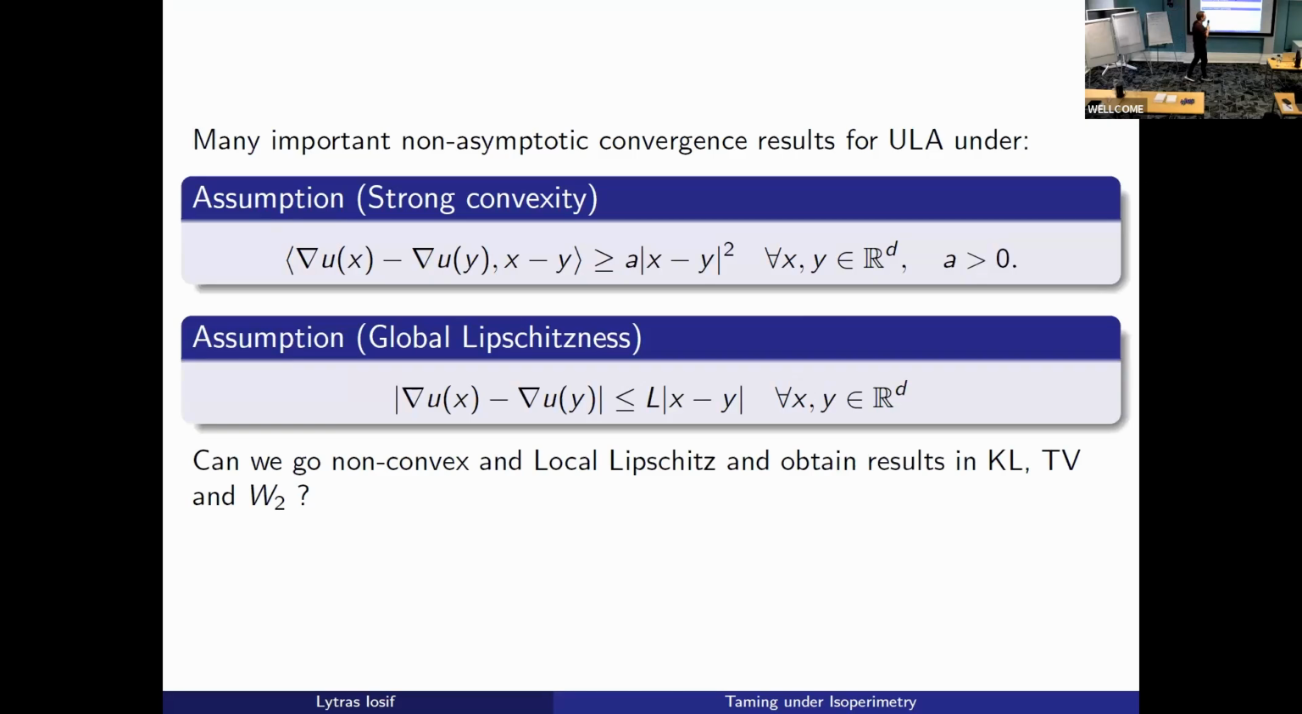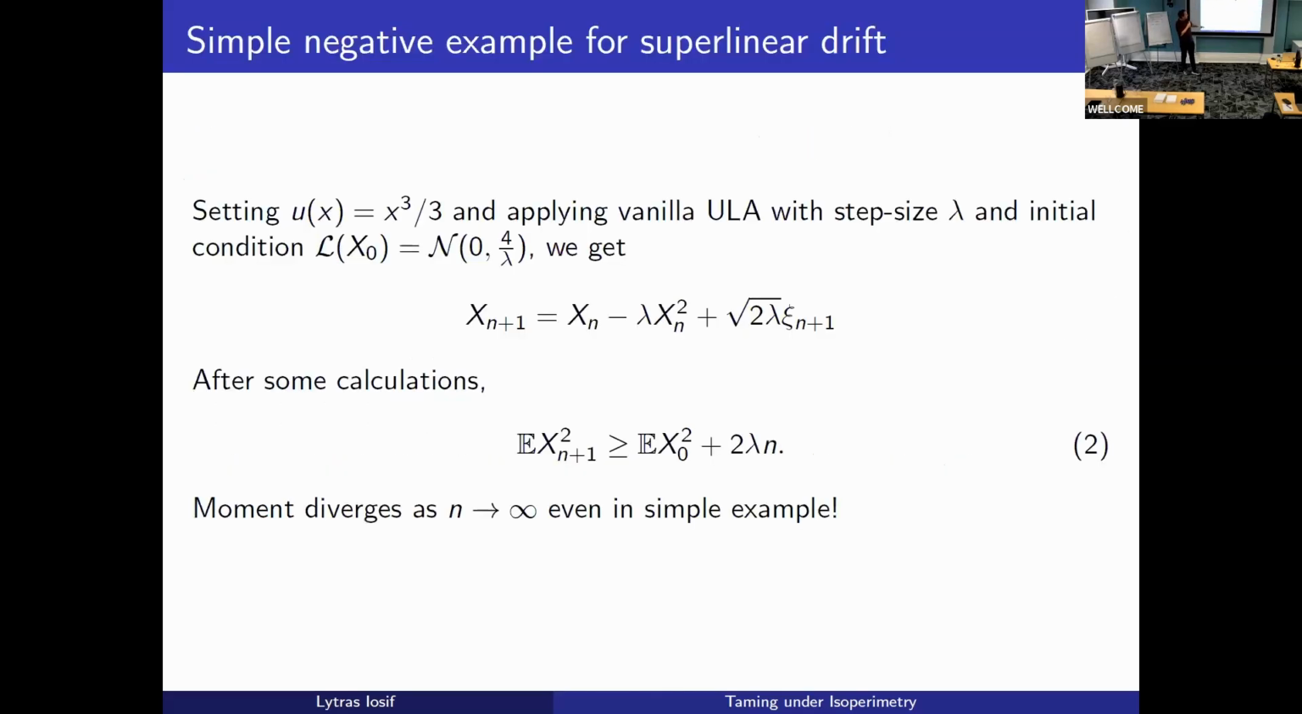Okay, so let's talk about the prior work. The standard results are under strong convexity and global Lipschitzness. And the question is how to go beyond this. So ideally, we want to go non-convex and locally Lipschitz. Now we care about superlinear gradients. So we go locally Lipschitz. We don't care about Hölder, which other works do. And one can see, even for the vanilla ULA, if you have this really simple function, even in one dimension, after some very simple calculations, these moments have this lower bound. So as n goes to infinity, we have this explosion, even in one dimension. So it seems that we have a problem if one applies ULA naively.